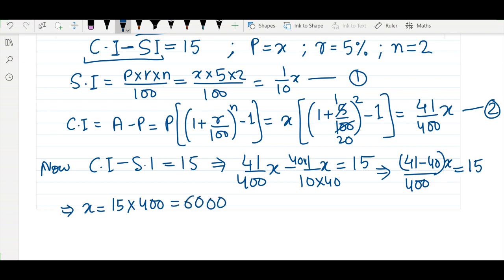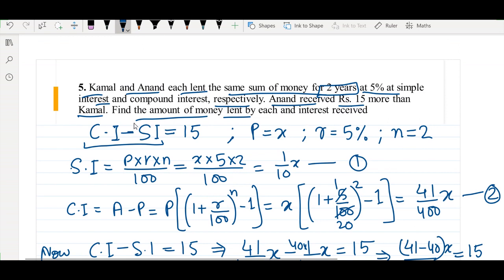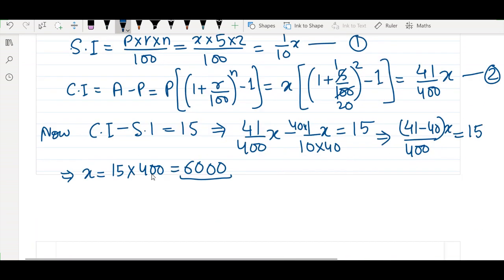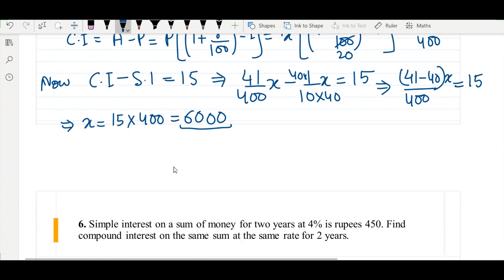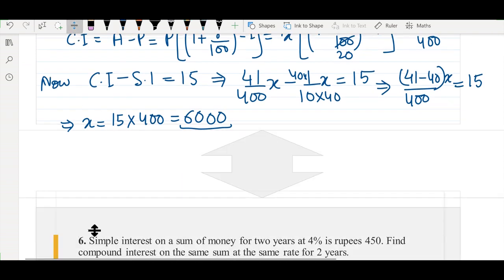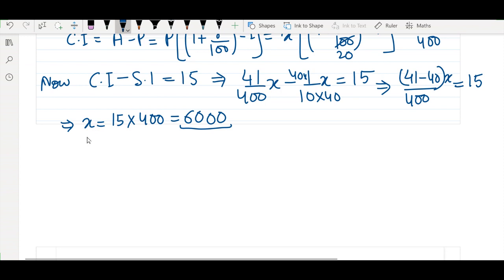So amount is 6000. Now we got the amount, right? The question was to find the amount of money lent. So amount of money lent is 6,000, and the interest got by them, right? So interest, let's do from 1. From 1, this interest for Kamal. Kamal has taken it, given it on the SI, simple interest.